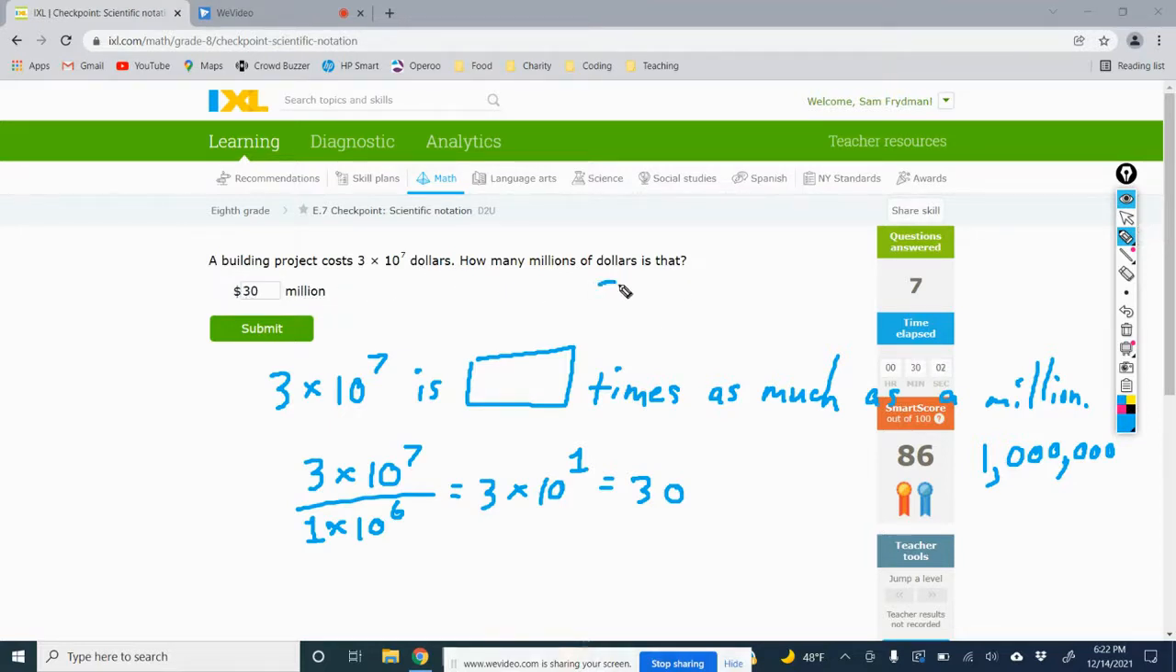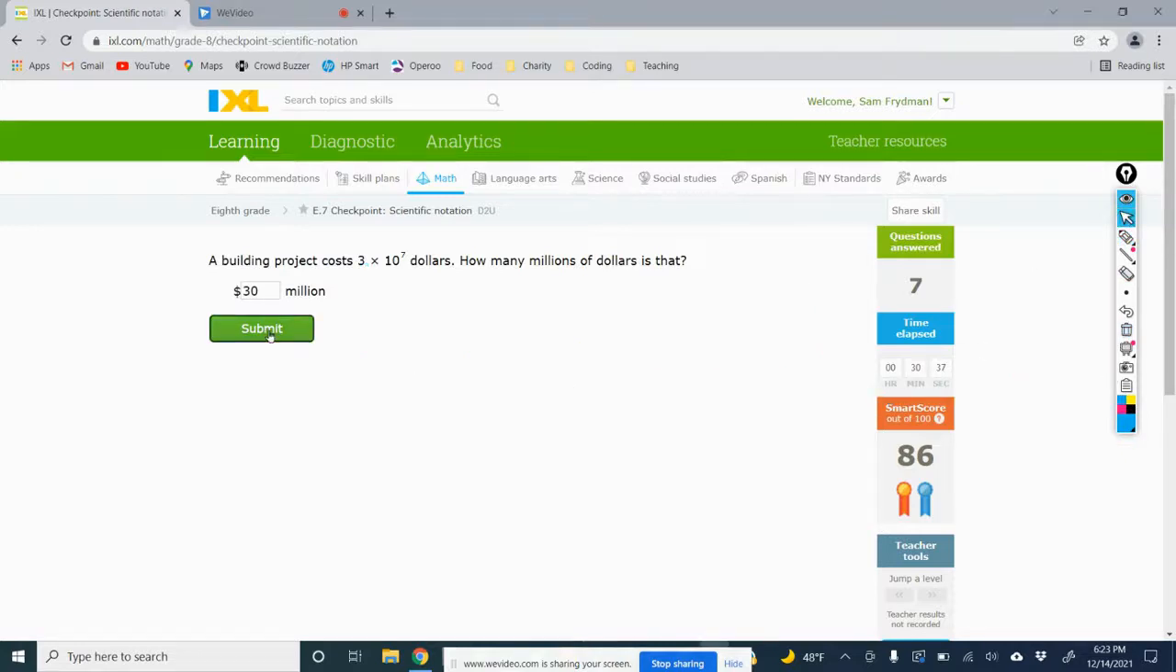Okay, let's see if that makes sense. 30 million means 30 followed by 6 zeros. And this number is the same thing as 3 times 10 to the seventh, right? If the decimal is here and then we move it 7 spaces, 1, 2, 3, 4, 5, 6, 7, then yeah, we can see that this is the same as 30 million, like we wrote over here. So there are 30 millions in 3 times 10 to the seventh. Okay, and let's submit that.